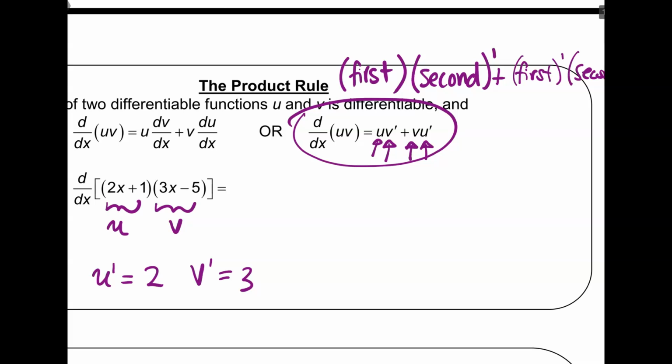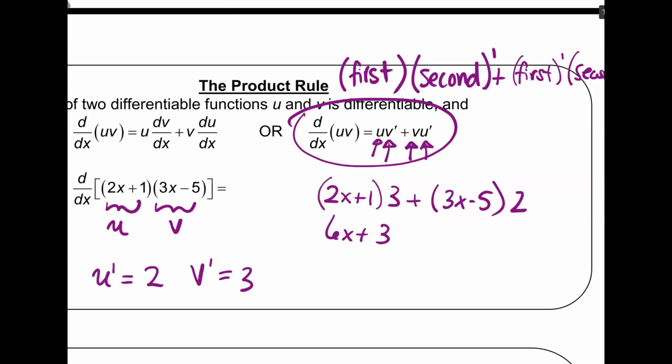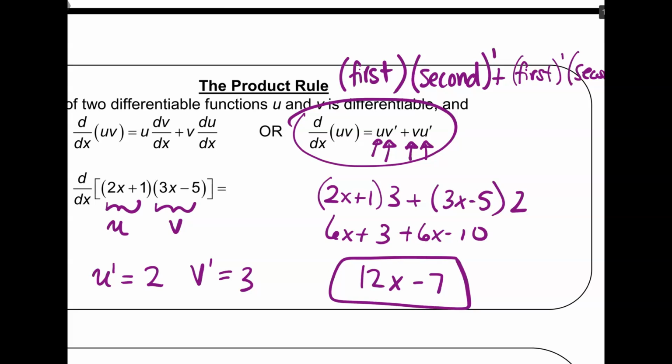So u, we said, was 2x plus 1, multiplied by the derivative of v. Well, we said that was 3. Add v, which was 3x minus 5, multiplied by the derivative of u, which we said was 2. So distribute this out: 6x plus 3 plus 6x minus 10. And combine like terms. Perfect.